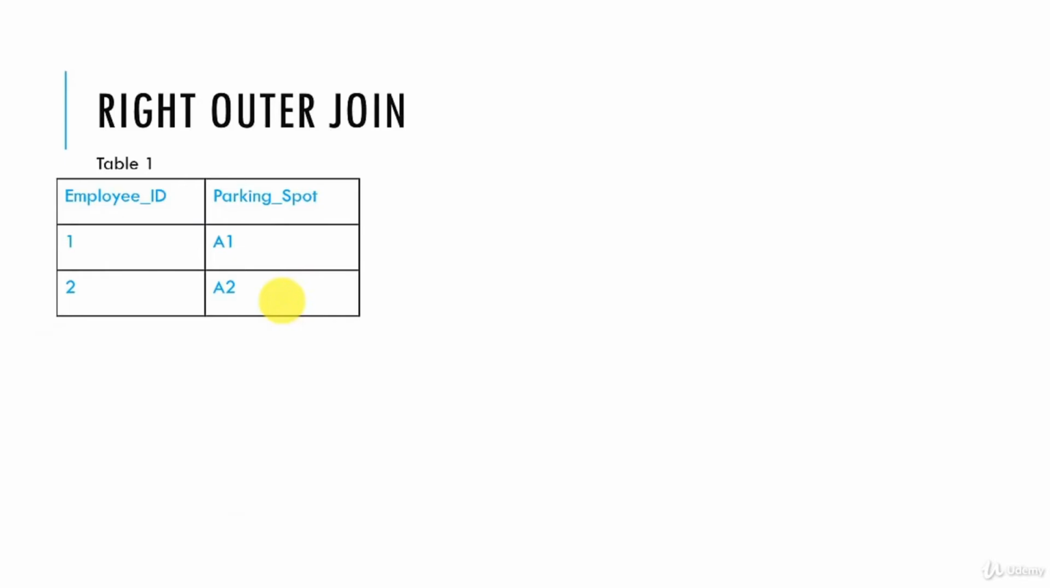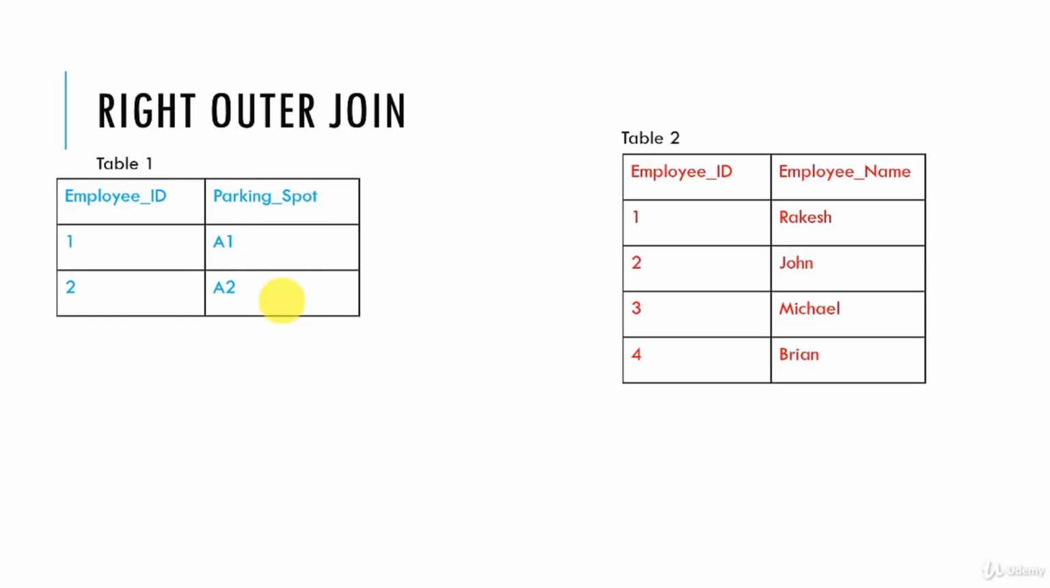Okay, let's look at something different. Right outer join, it's exactly the opposite. So let's take another example. Table 1 has 2 rows, 2 columns, employee ID and parking spots. Then you have table 2, which stores employee ID and employee names. Now, how would you join these 2 tables? Employee ID is the common column which will help us join these 2 tables. But if you look at the right hand side table, it has 2 extra rows for employee ID 3 and employee ID 4. Now, if I right outer join, what will happen?